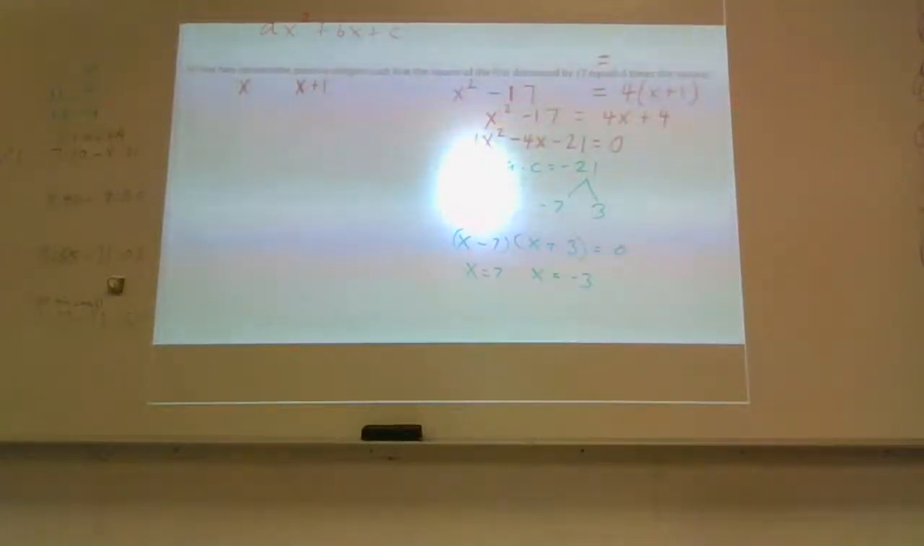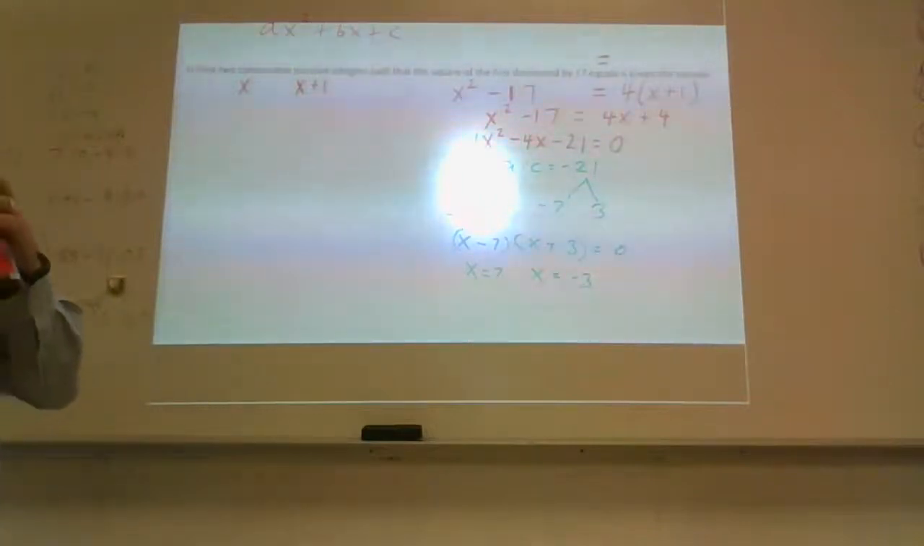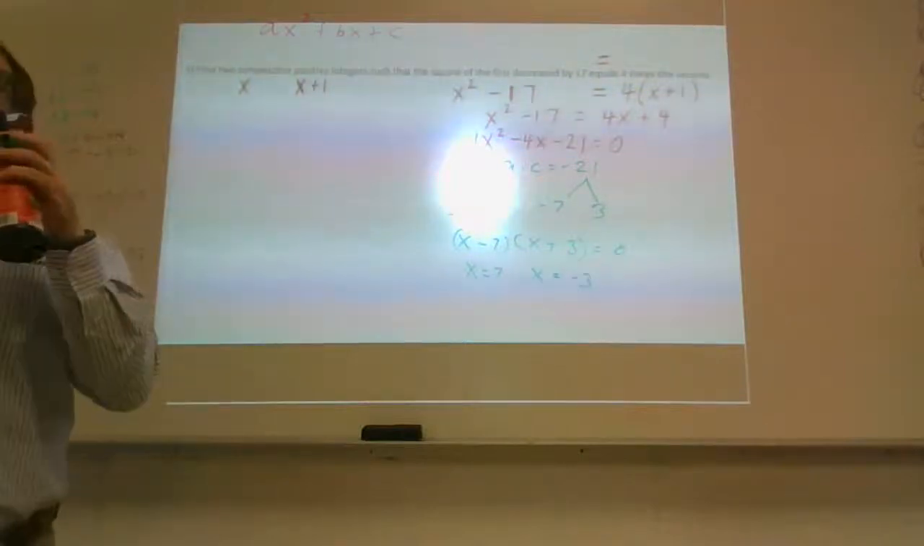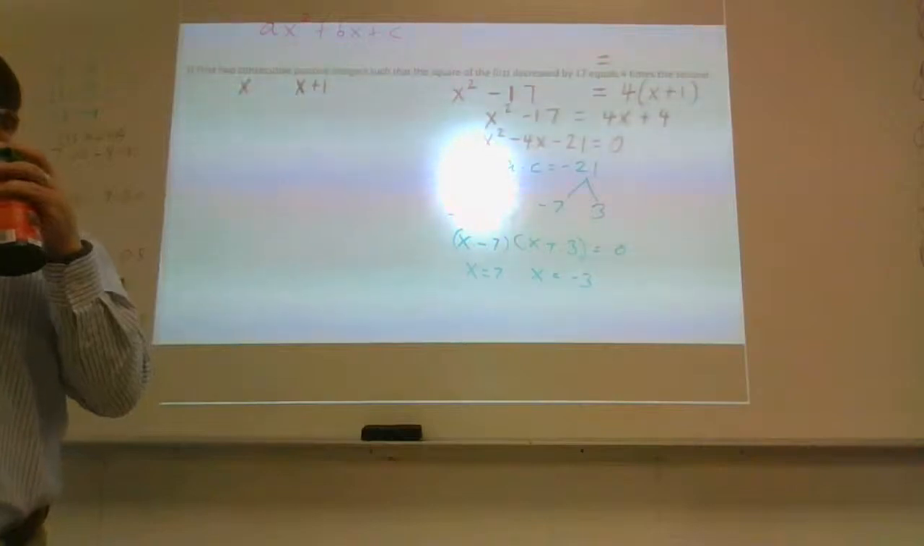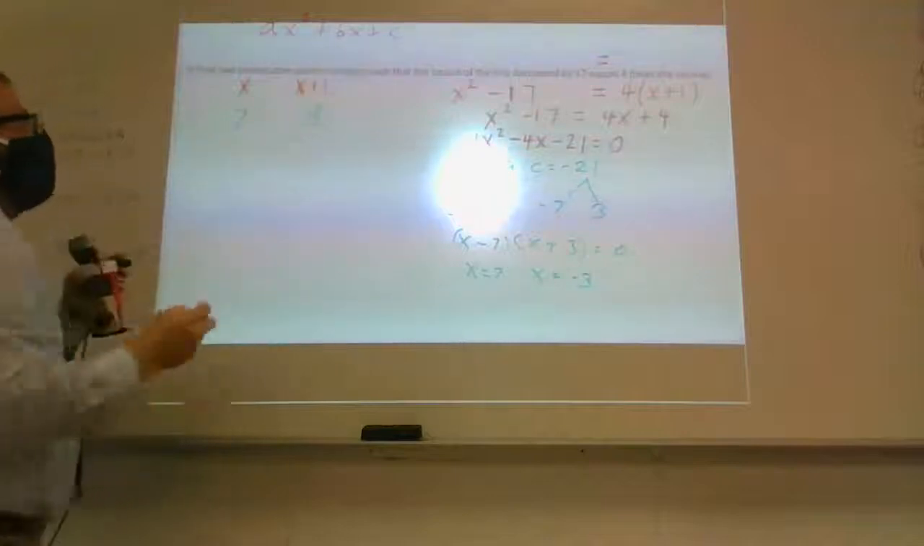But again, read the word problem. Find two consecutive what integers? Positive. Two consecutive positive integers. Which means my answer is not negative 3, and my answer is not just 7. They want me to find two consecutive positive integers. It's 7 and what? 8. 7 and 8 are my answers.